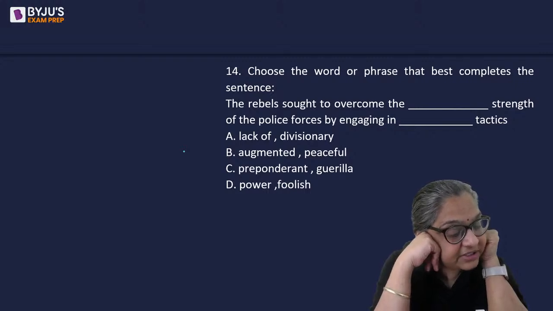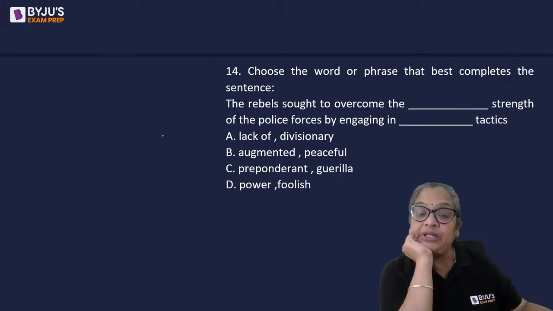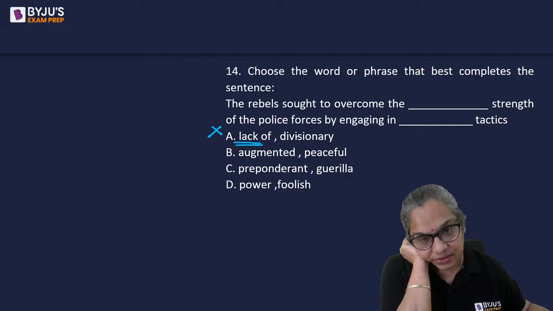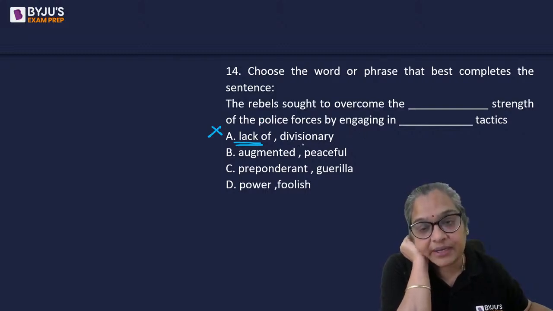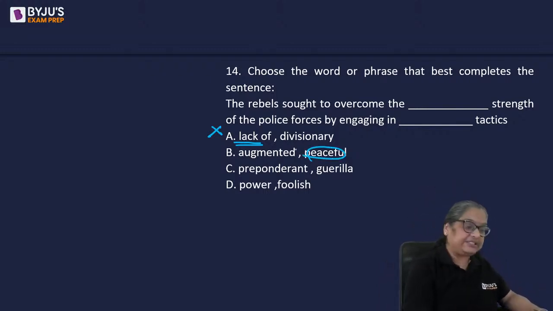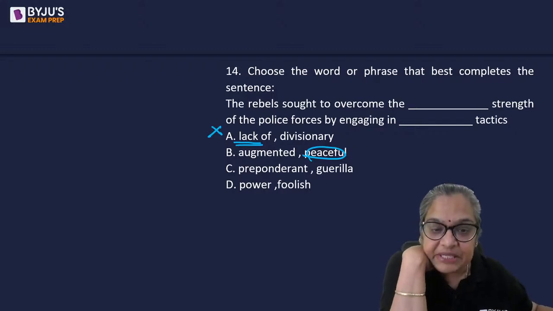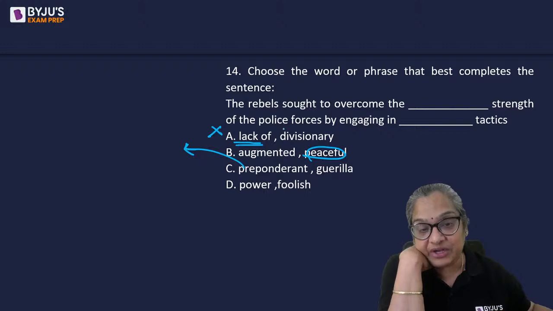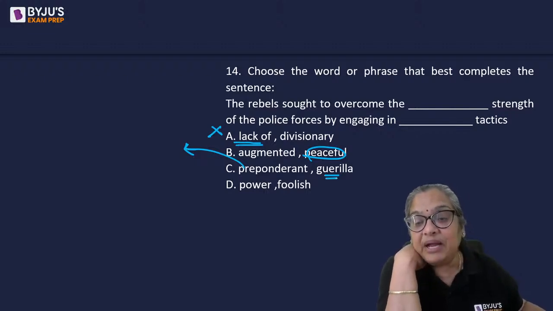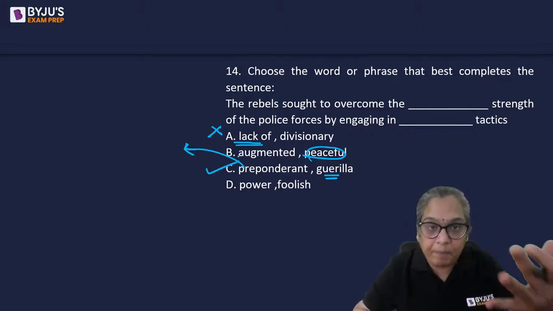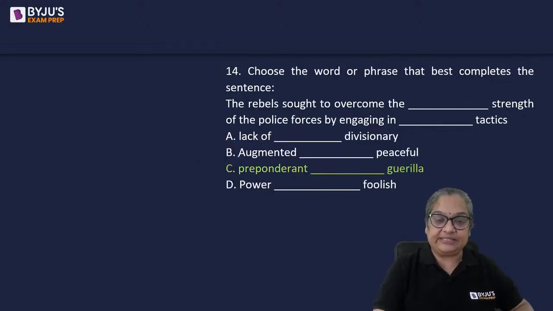I'm seeing all kinds of answers, A, B, C. The rebels sought to overcome the lack of strength? If they don't have any strength, why would they seek to overcome it? Augmented them with peaceful strategies? How can you have peaceful strategies? Preponderant means dominant, prevalent. So the police forces were way more powerful, and they tried to overcome that strength by using guerrilla tactics, that is ambush tactics, not open warfare. So the answer is C.